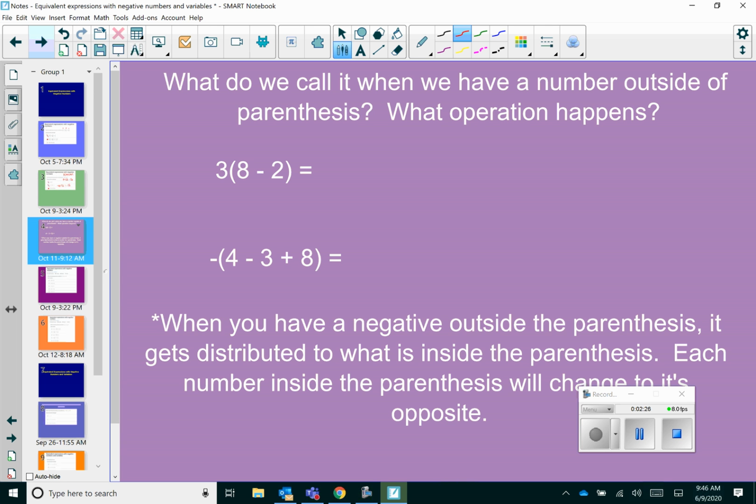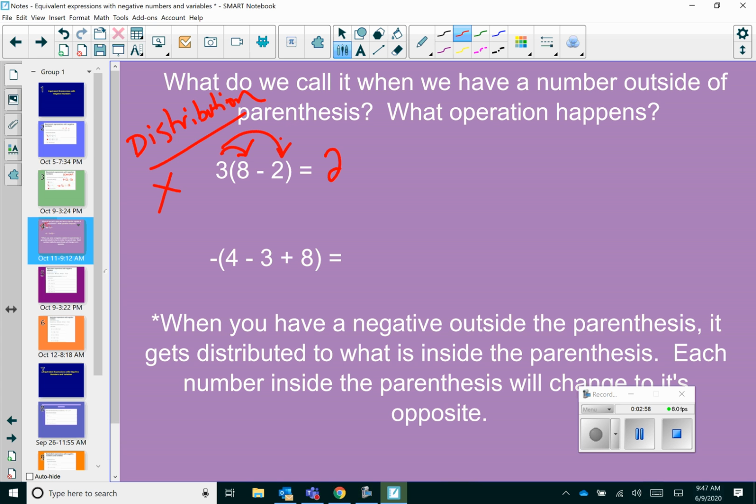Okay, let's just review a little bit of notes before moving into the next one. So what do we call it when we have a number outside of parentheses? Well, that is what we call distribution. And distribution means that you are multiplying. So let's take a look at this example. Notice I've got 3 on the outside, and then typically we draw these little arrows so you don't forget to distribute through. By distribute, we mean multiply.